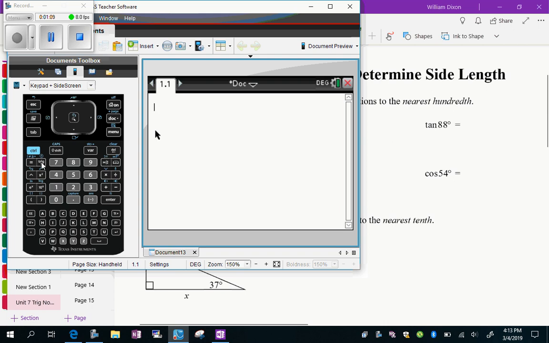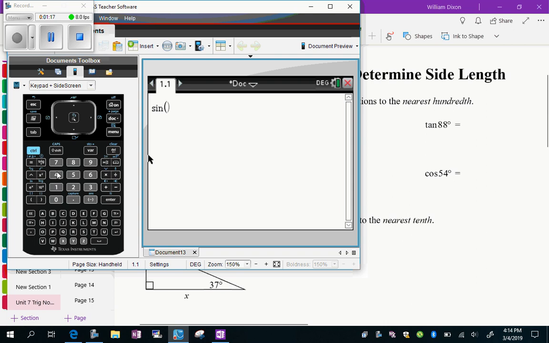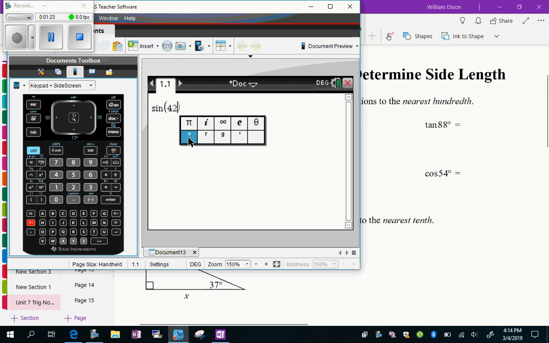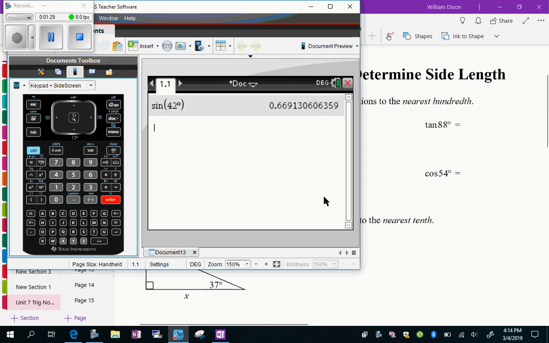So I'm going to hit my trig button. The first one I need to find is the sine of 42 degrees. So I'm going to hit sine, put in 42, go over to my pi button, which gives me degrees, close my parentheses, and hit enter. I get 0.669, so the answer I'm going to put in is 0.67.